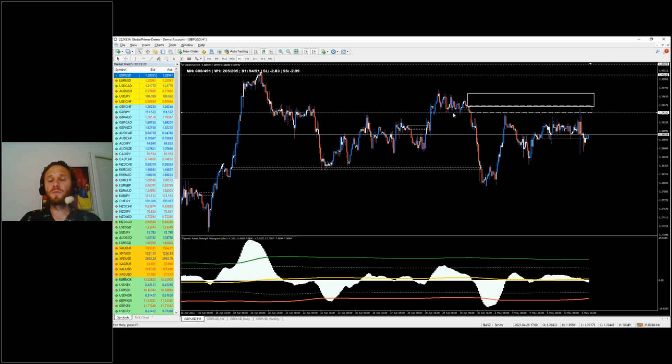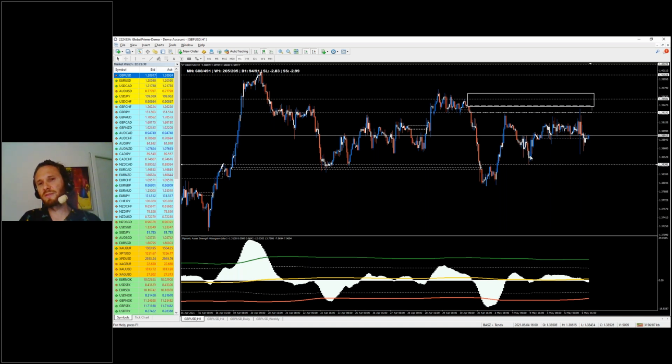Then the stop would go, I'd make it 2 times the size of the area. And the target would be at the opposing side of the market, which for this one would be down here, because this is a buy zone, so this is going to be a price sensitive area. So I'd expect price to go back down to roughly this area here.